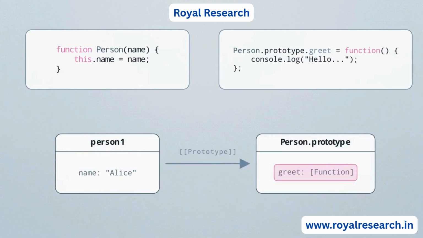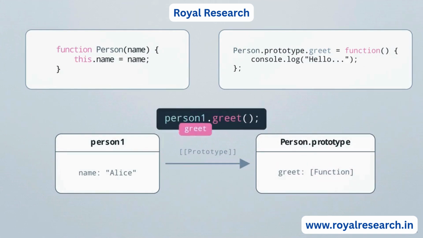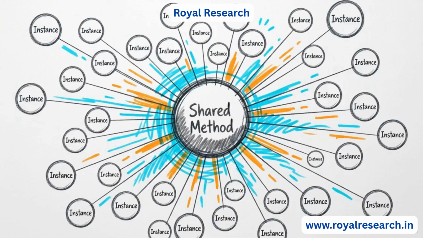The greet method exists only once on the central prototype object. When the engine executes person1.greet, it first checks the local instance and finds the method is missing. It then moves up the inheritance chain to the prototype, where it locates and triggers the shared behavior. Behavior delegation allows the engine to share methods across instances, maintaining a lower memory footprint.